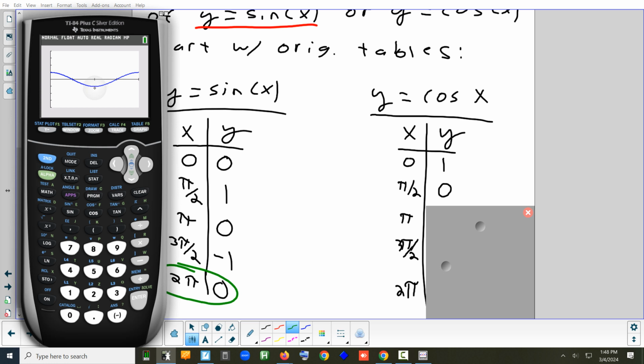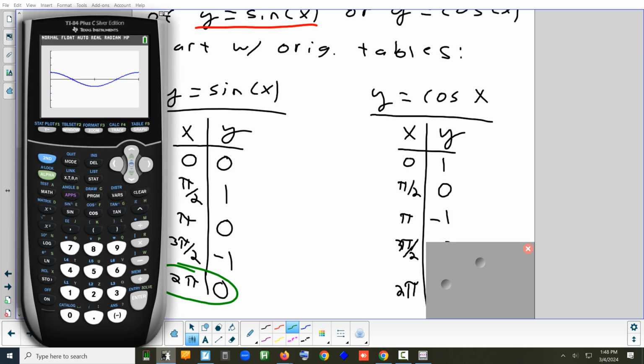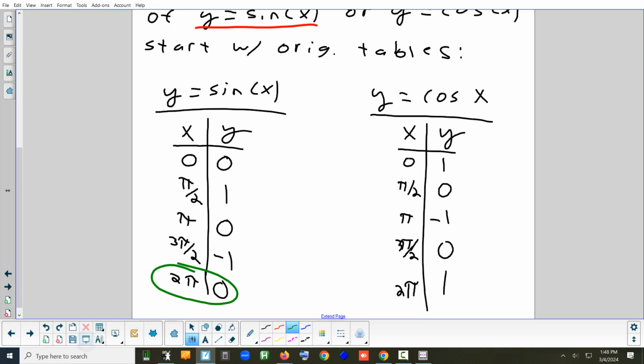Okay. How about the bottom? Negative 1. What is it? Pi, negative 1. Yep. How about 3 pi over 2? 0. And what about 2 pi? 1. Yep. Exactly. Those are the first 5 coordinates for a cosine cycle. So similar to sine, but the y values start at 1 instead of 0.